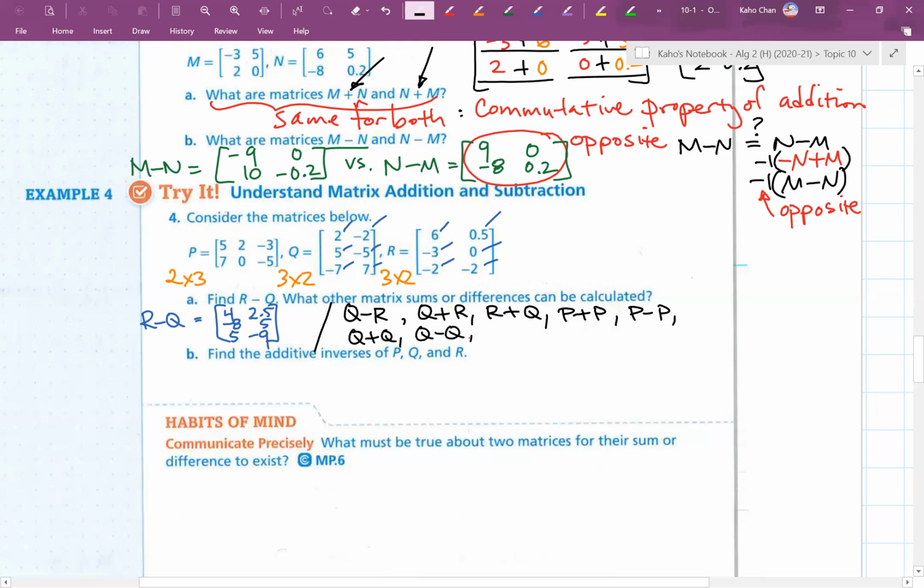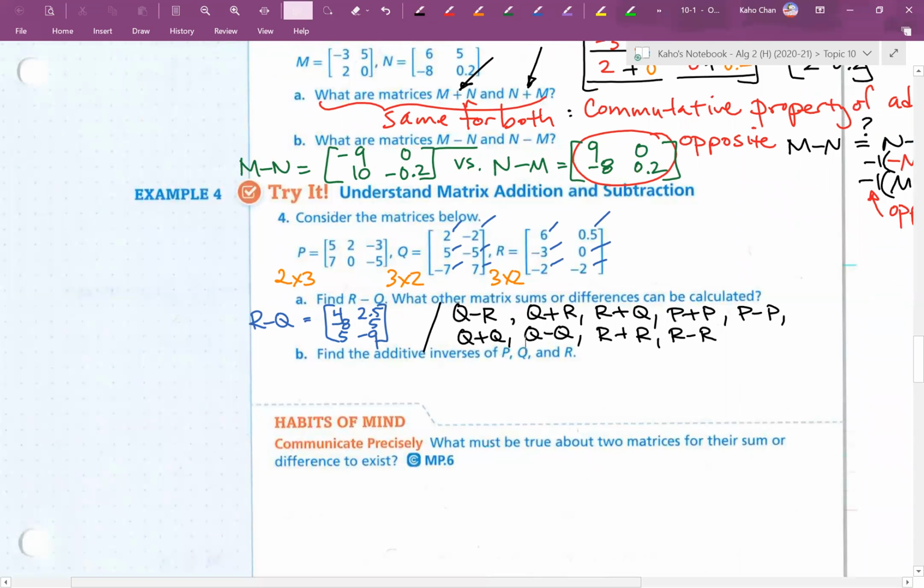And maybe you didn't think of some of these right here. The second part to part 4 asks about something called the additive inverse. Sounds familiar, right? From like elementary school. Let me remind you what additive inverse is off to the side here.